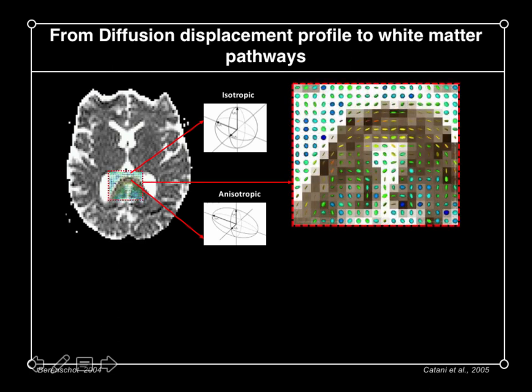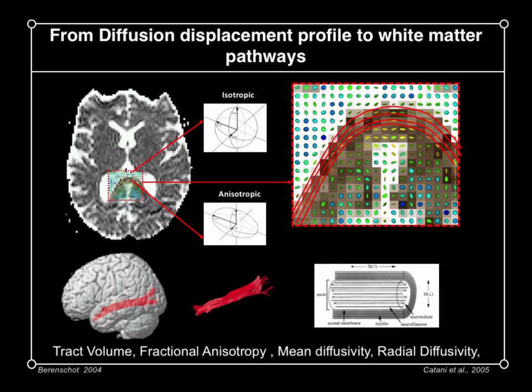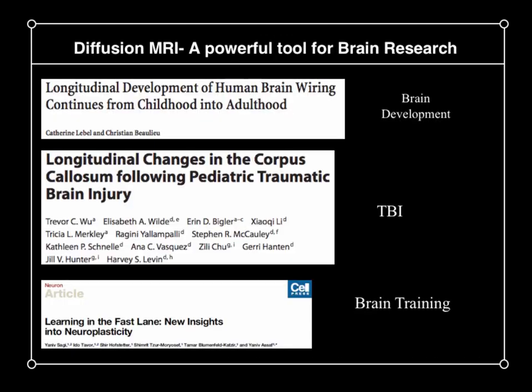Now, here's an expanded view of it. The other thing that you see is that there's a coherence to the local architecture here. And this gives you the ability to then project streamlines, which in turn gives you an ability to extract white matter pathways in the living human brain. And then you can compute different measures like the tract volume, fractional anisotropy of a tract, mean diffusivity, radial diffusivity of a tract, and so on. So with this, as you can see, diffusion MRI is also another powerful tool for brain research.